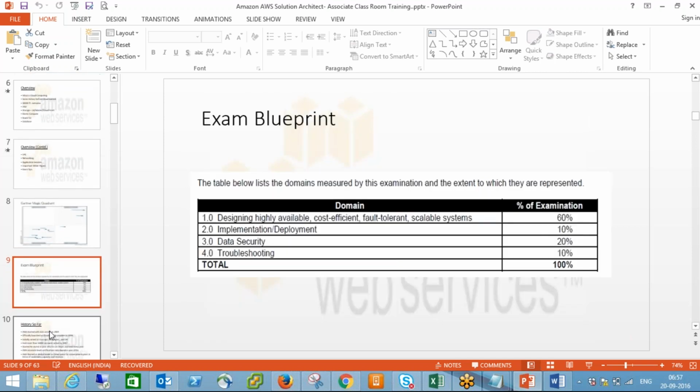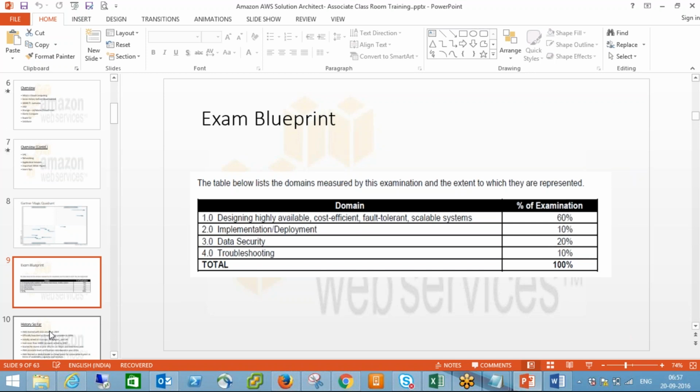Okay, now coming to the exam blueprint. Your exam for associate level would be divided into four major domains. The first would be designing highly available, cost efficient, fault tolerant, scalable systems. Now what this says is there would be scenario based questions, pointed questions that would ask you how you would define a highly available, cost efficient, fault tolerant and scalable system that is able to scale up and down as per the requirement.